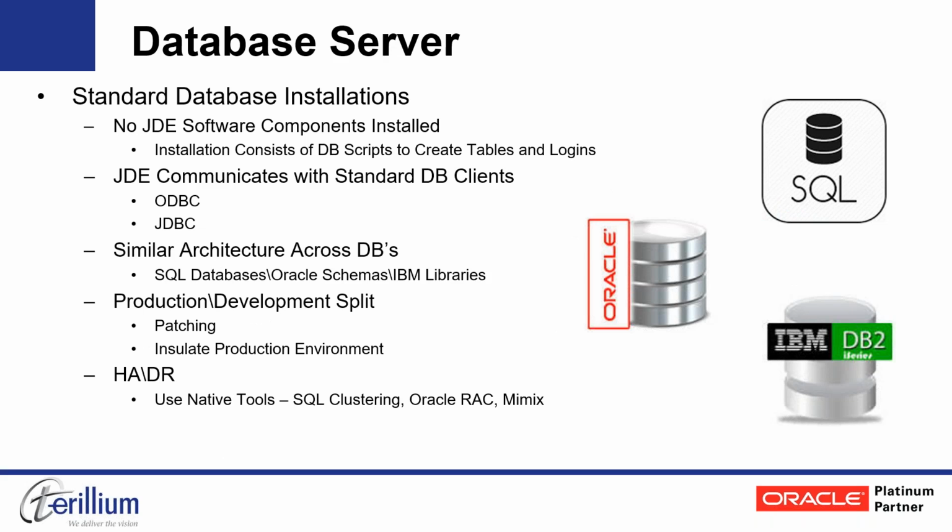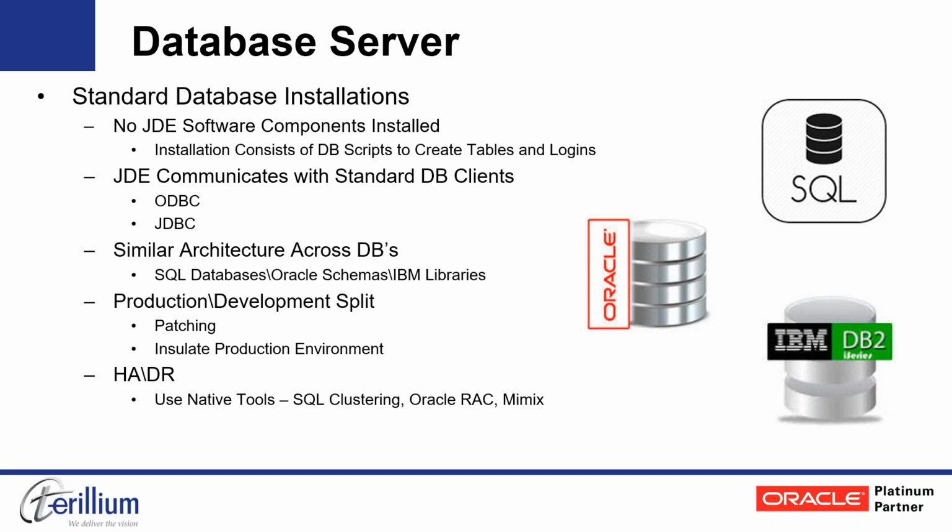And then we've got the database server, which is that third tier. Again, we're looking at IBM, Oracle, SQL. There are no actual JDE components installed on these machines, unlike the others. This is basically using standard database information. The only thing we do is use database scripts to create the databases and the users and the tables that JD Edwards needs. But after that, it's all basic database functionality, and we're just accessing it through standard database clients like ODBC and JDBC connections.